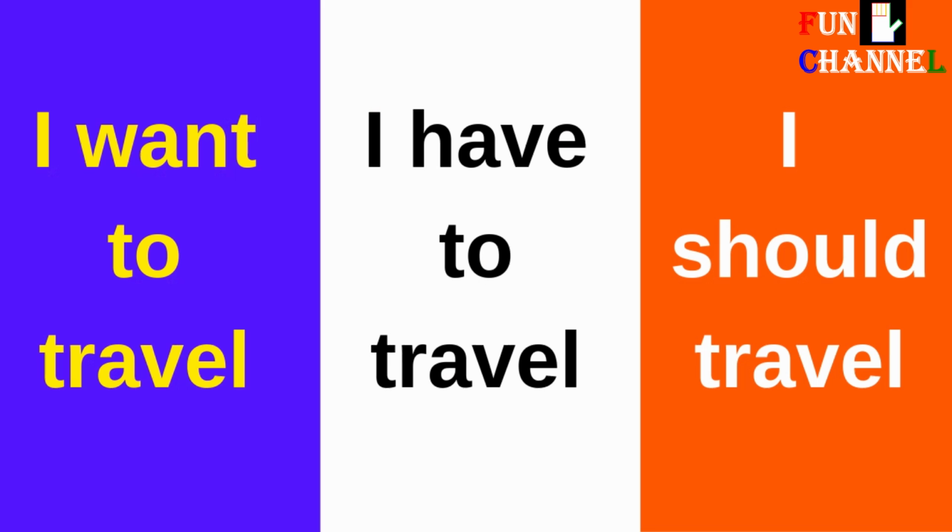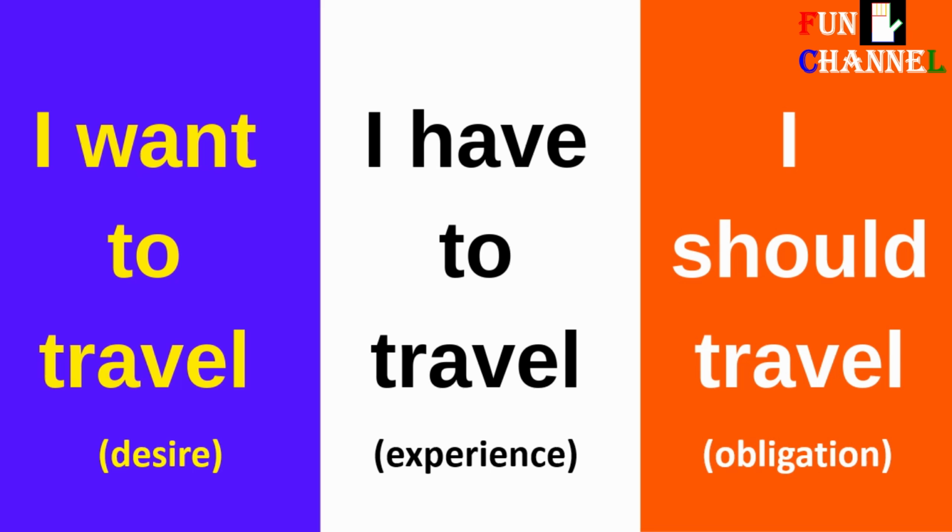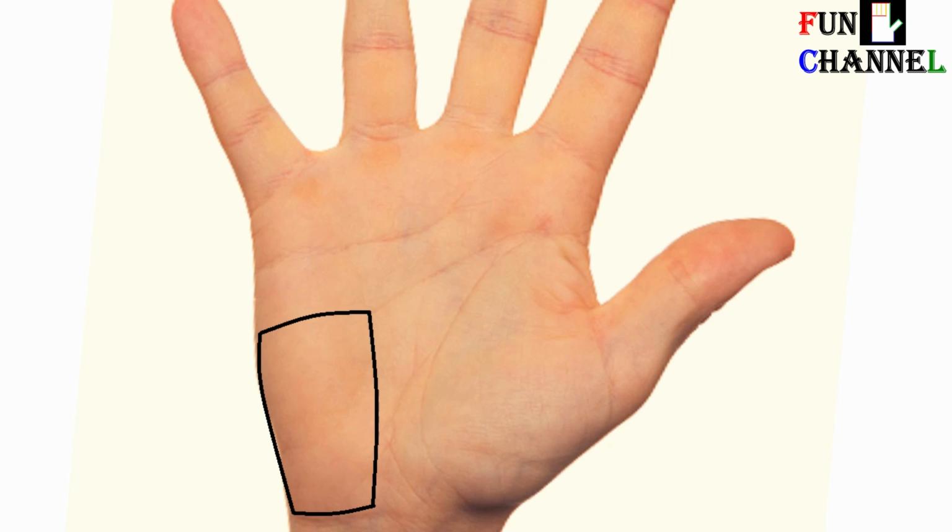Travel lines are based on these three sentences. This forms the basic premise, along with the texture of the skin. Mount of Moon is primarily looked at for any indications of foreign travels or travels in general. It represents our subconscious mind and constant urge to travel because of the inherent restlessness. If you want to know more about the various signs on this mount, I have already made a video on it. Mount of Moon is divided into 3 sections.